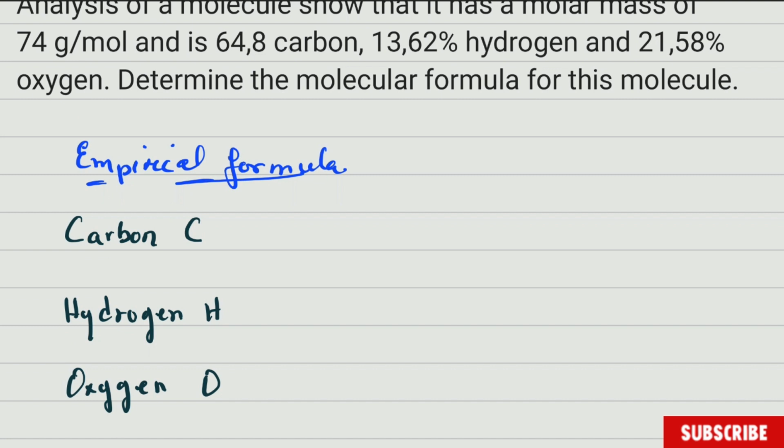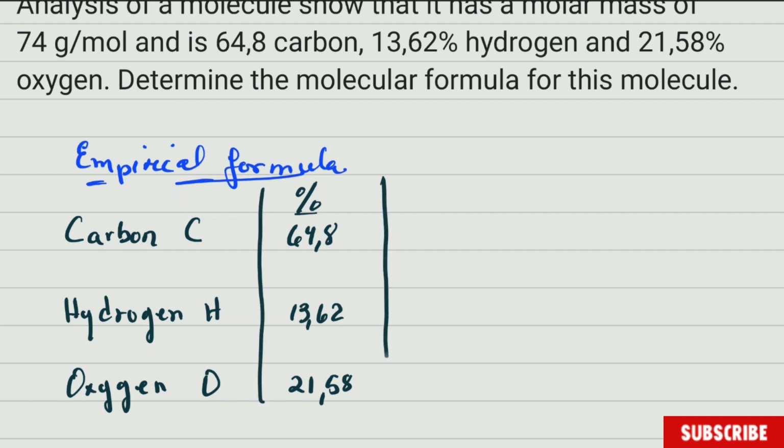Then we are going to have a column in which we place the percentage, just like the data. In this case, that is 64,8 for carbon, 13,62 for hydrogen, and 21,58 for oxygen. I'm not going to write the percent sign because it's on top of the column.